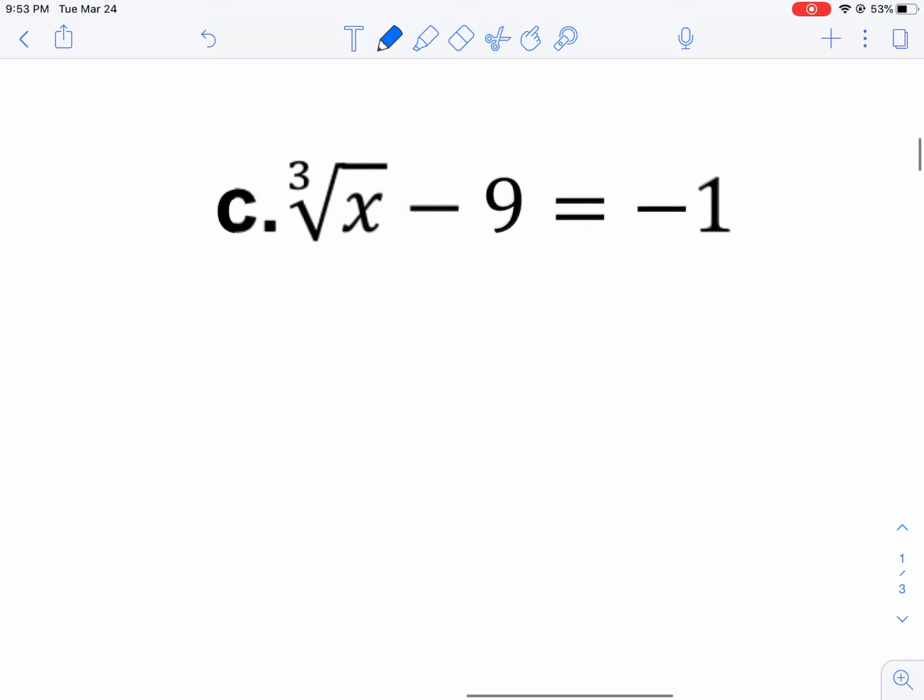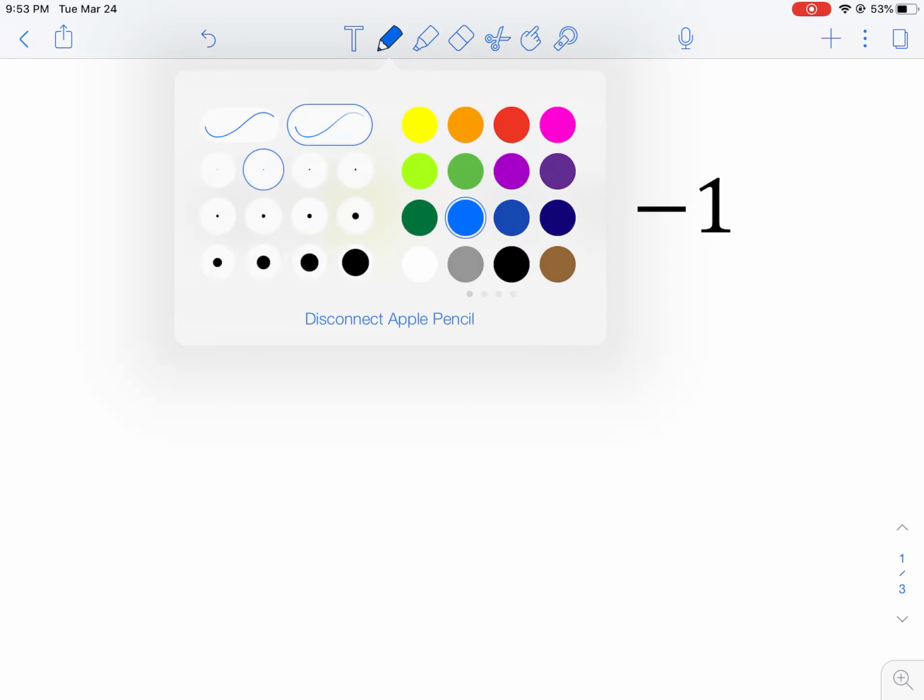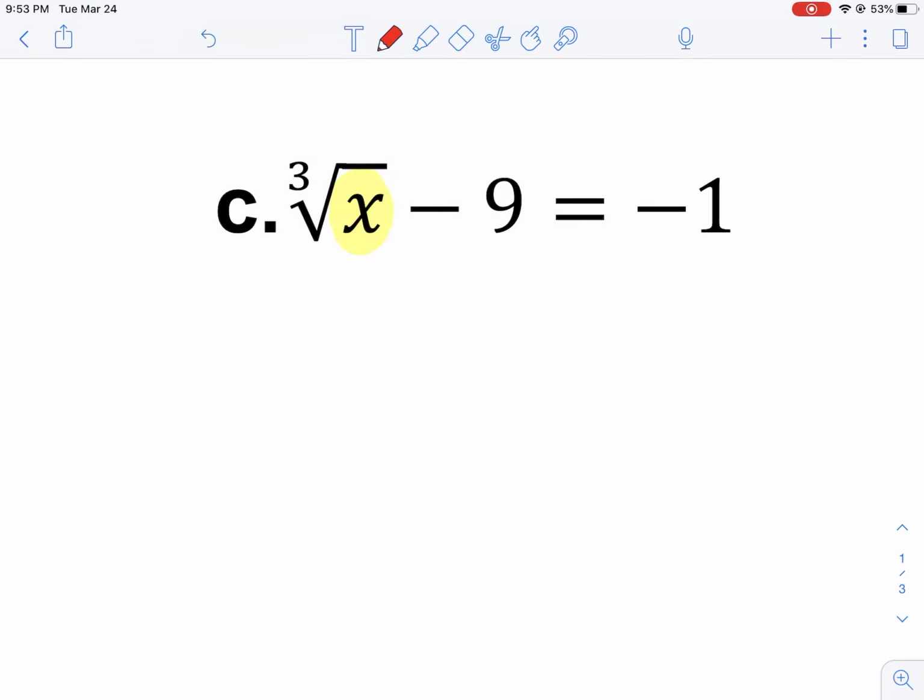All right, this is our first one where we have an issue. This is not by itself. So before you take any powers, you need to get it by itself. If it was being multiplied by something, you would divide it first. If it was being divided first, you would multiply it first, and so on. You just want to get that by itself. So I'm going to add 9 to both sides before I do anything. So I get the third root of x equals 8.